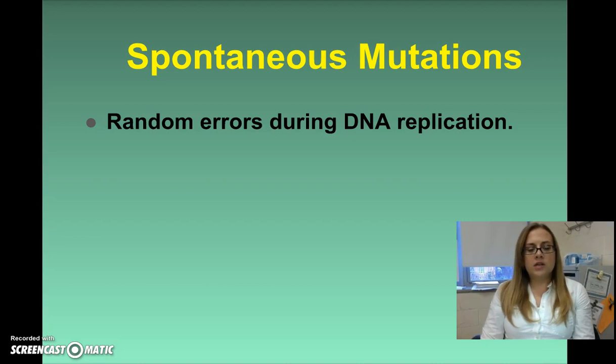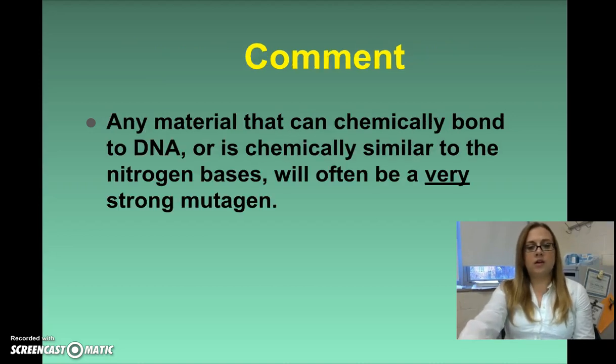So a spontaneous mutation is also a possibility, and this would be a random error that happens during DNA replication. We talked about the error rate for DNA replication within this unit, and we said that the error rate is really low and that DNA is usually repaired after replication, so that the errors are fixed. However, you're talking about billions of bases, and so some errors do happen, and we call those spontaneous mutations when they occur during DNA replication.